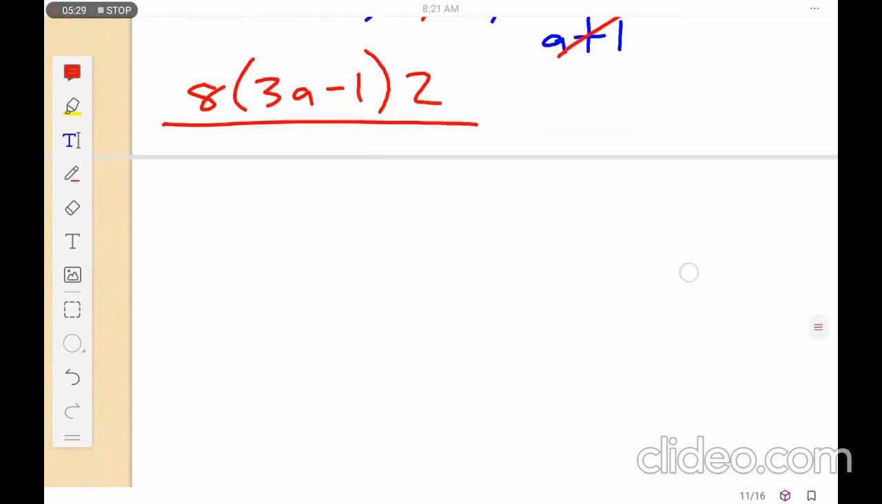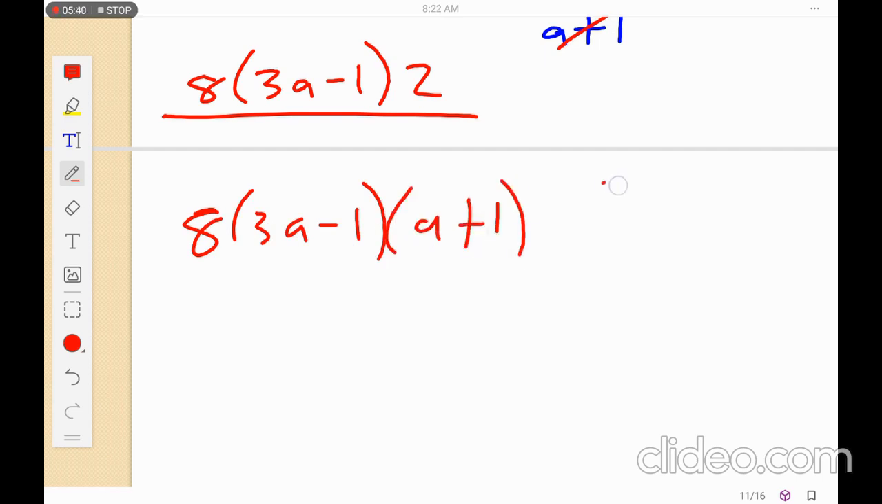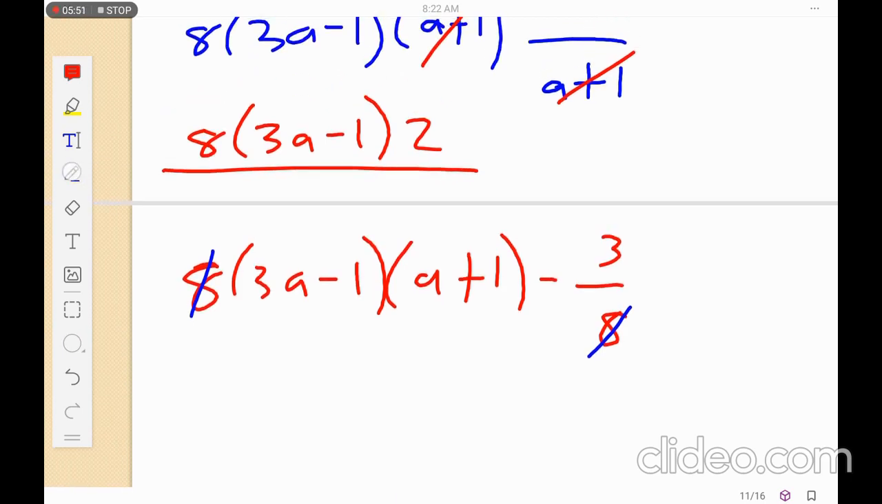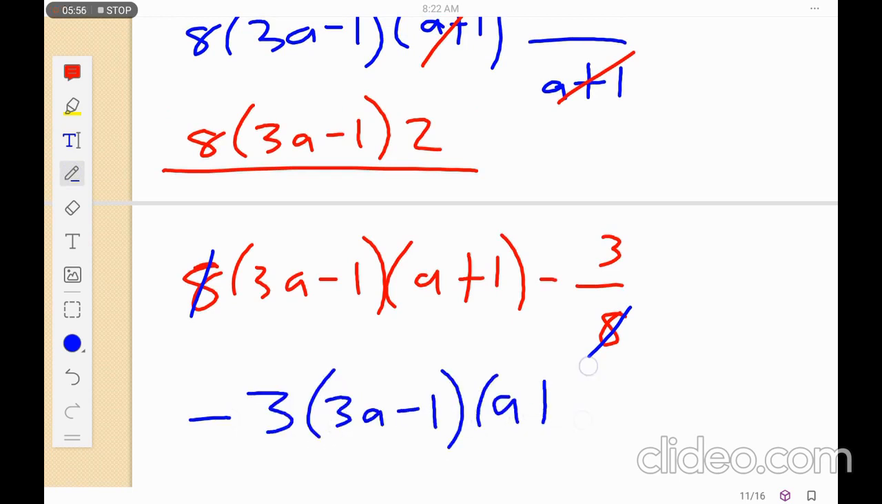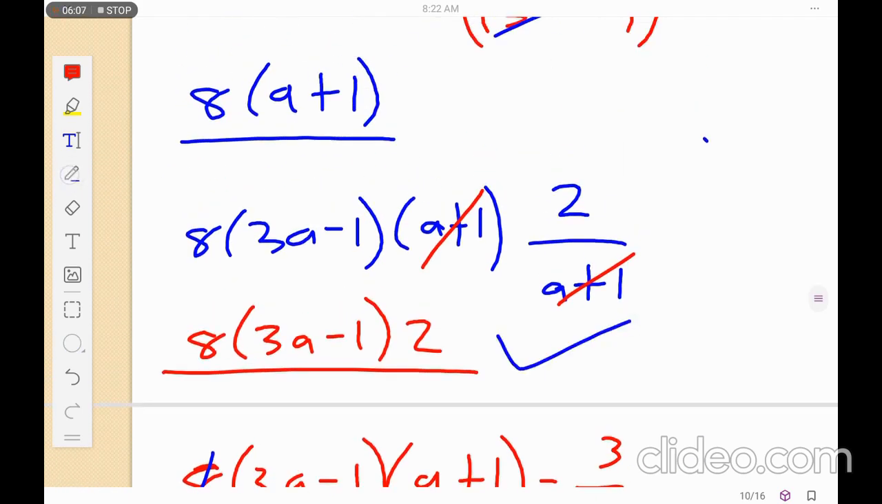Then I do for the last one. I'm multiplying 8 by 3a minus 1 by a plus 1, and I'm multiplying with a factor of 3 over 8, and remember it's a negative there, so our 8 there will cancel off this one, and we will remain with minus 3 by 3a minus 1 by a plus 1. This is what we'll have at the end of the day. Let's now write what we have.